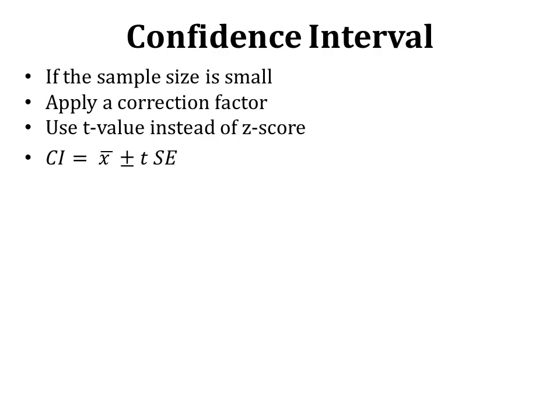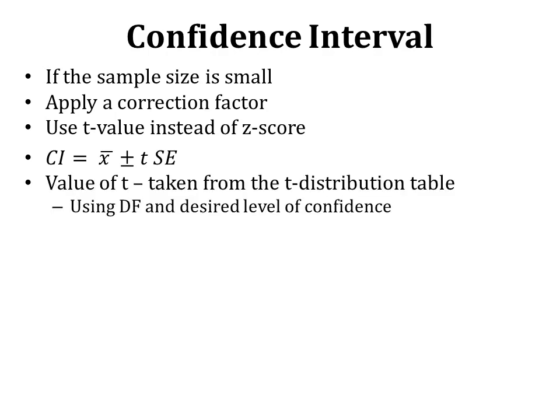But if we have a smaller sample size, so if by any chance we happen to get a smaller sample, in that case our sample curve is not going to be a smooth, normal curve, so we cannot use the value of z. In that case we have to use a correction value, which is the t value. So we are going to use the t value instead of the z-score, and the value of t is taken from the t distribution table using the degrees of freedom and the desired level of confidence.